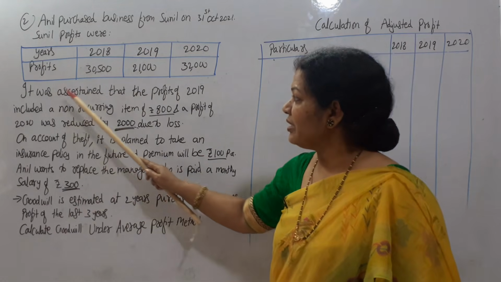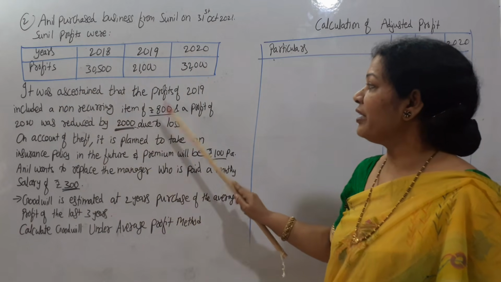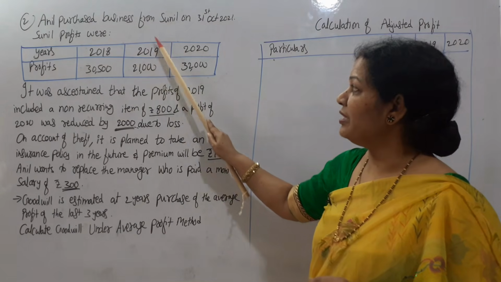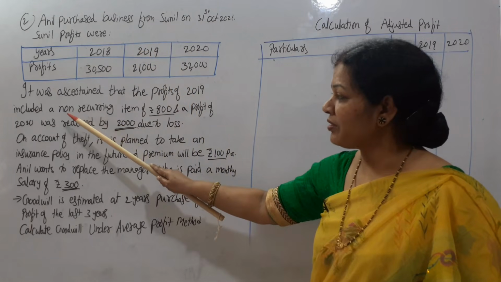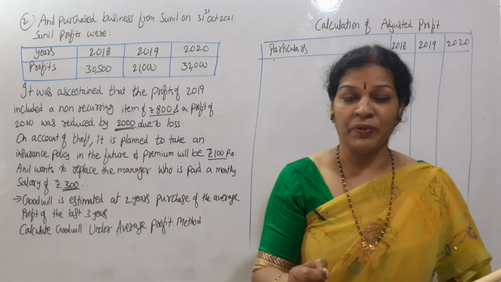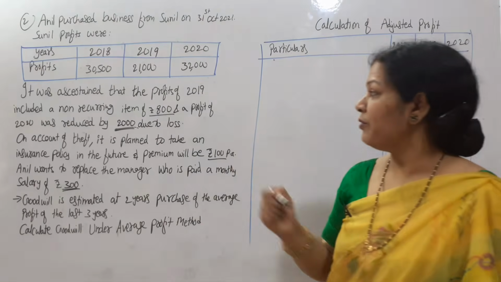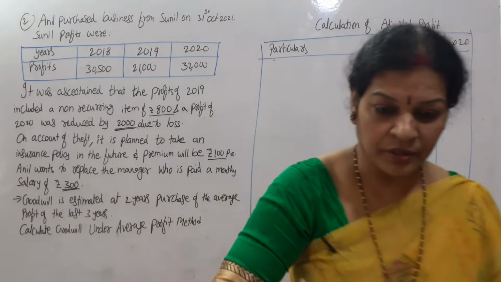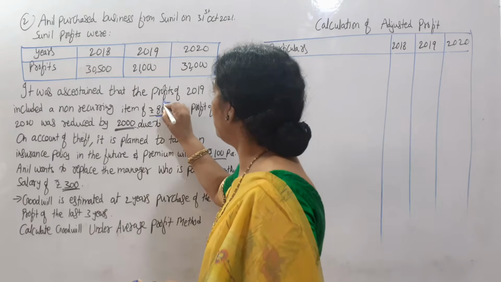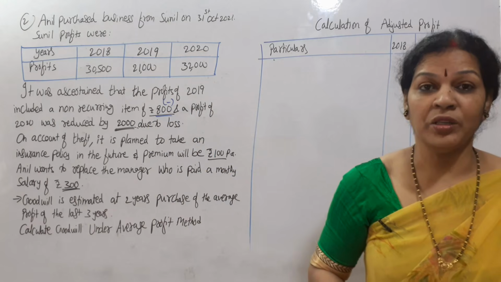What they are saying: it is ascertained that the profits of 2019 include a non-recurring item of 800. Profit of 2019 means something is included. What is that included? A non-recurring item of 800 rupees. Anytime you find a non-recurring item, that has to be deducted. So 800 we are going to deduct. If we deduct it, then only you will get the exact profit.